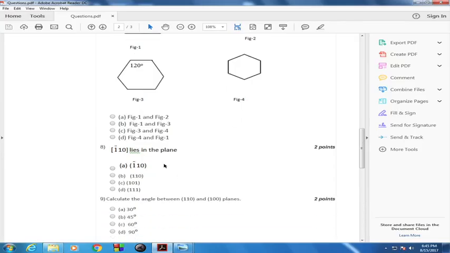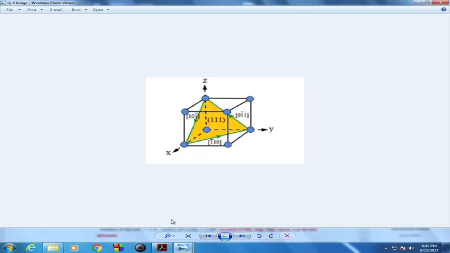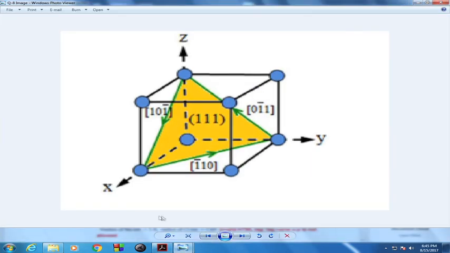Now, come to question number 8. Here one direction is given. In the third bracket means direction and bar means it is negative. So, 1 bar 1 0, in which plane will it be lying? So, let us see another image also for this. Yeah, see this 1 bar 1 0 line is shown here. And in which plane it is lying, that is also shown. It is 1 1 1 plane.